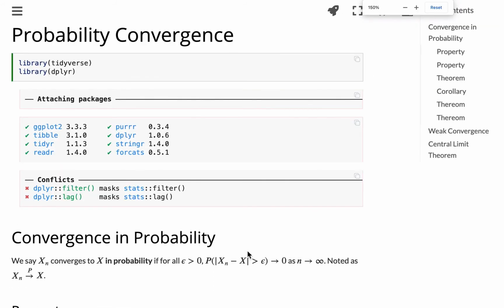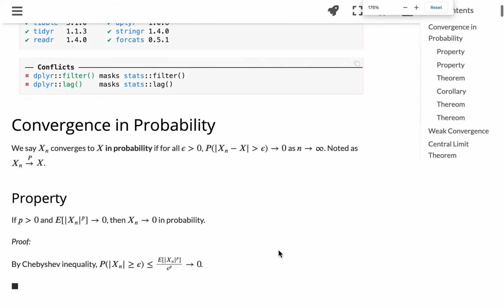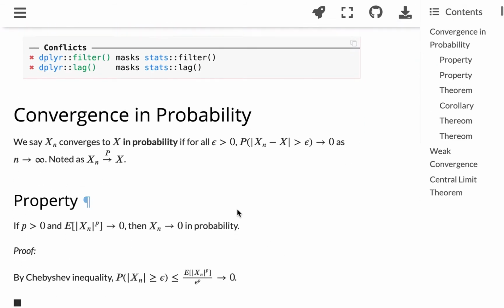So convergence in probability, as you see in the definition: Xn converges to X in probability if the probability of the absolute value of Xn minus X being greater than any epsilon goes to 0 as n goes to infinity. And that's denoted as Xn arrow with a P on top to X.